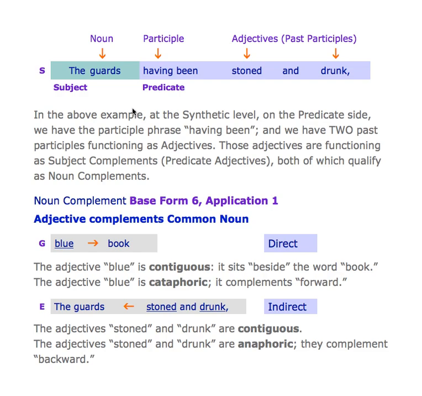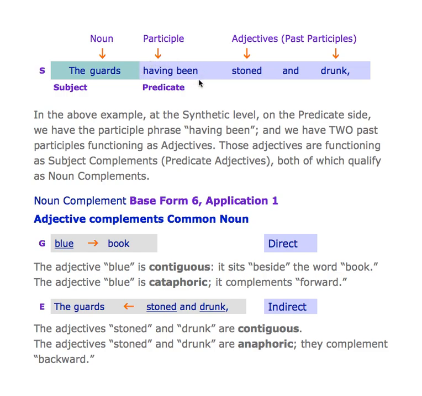Now here's a sample sentence at the synthetic level, okay? The guards, having been stoned and drunk. In the above example, at the synthetic level, on the predicate side, we have the participle phrase having been, and we have 2 past participles functioning as adjectives. Those adjectives are functioning as subject complements, or you might call them predicate adjectives, both of which qualify as noun complements. So you see here that these are past participles, but this is the actual participle that qualifies this structure as a condition phrase.